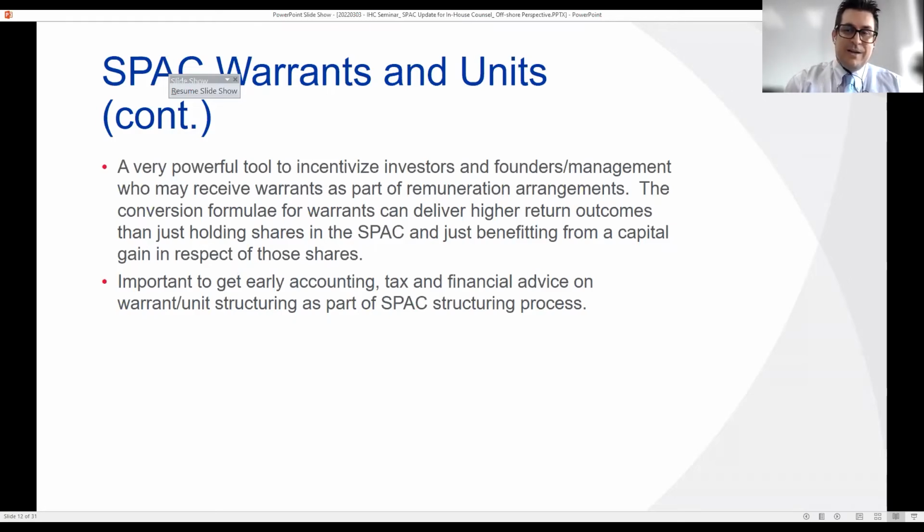So if you are looking at setting up a SPAC and you're looking at your warrant structure, it is critical to get early advice and expert advice, not only from your tax, accounting, and legal advisors, but also your financial advisors as to whether they work, and really stress testing those warrant terms, because they are going to underpin how well, if you're, say, a sponsor, how well you're going to do out of the SPAC, but also if you're an investor, how well you're going to do out of the SPAC if it meets certain milestones.